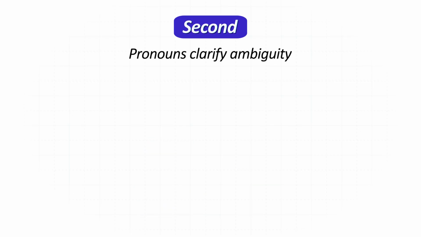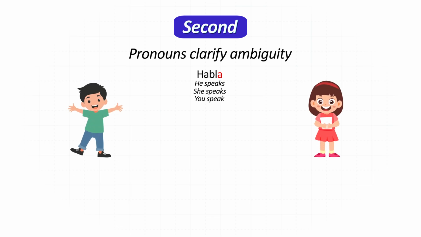Second, pronouns clarify ambiguity. Remember when I said habla can mean he speaks, she speaks, or you speak formally? That A ending signals third person, but it doesn't tell you which third person. If you're talking about your brother and your sister and you just say habla español, the listener might not know which one you mean.